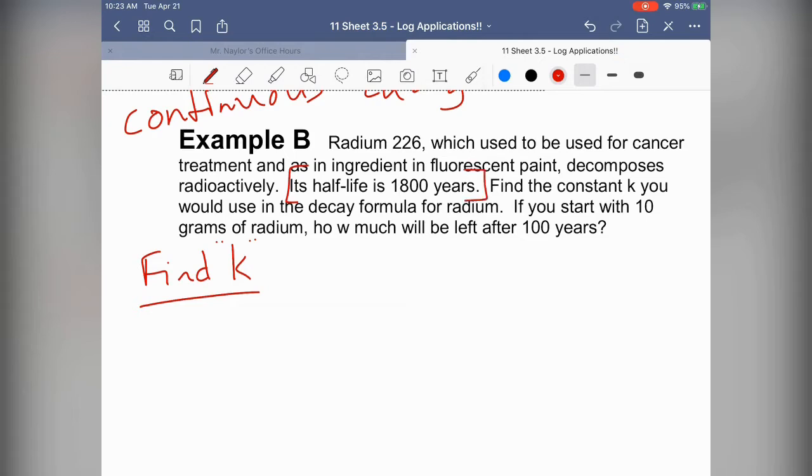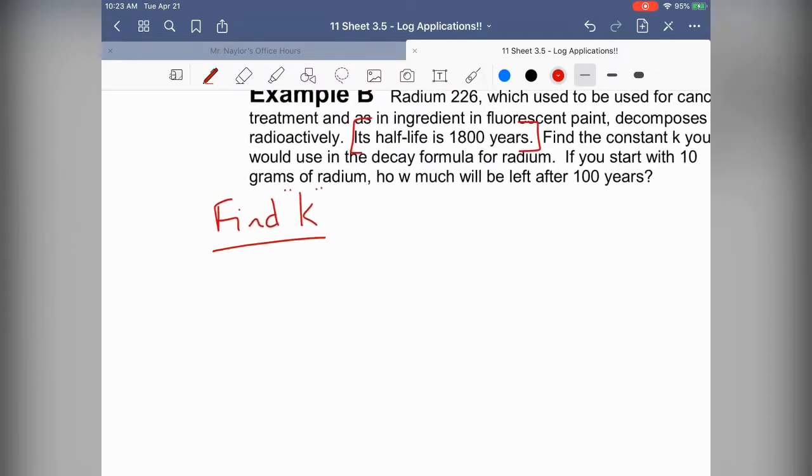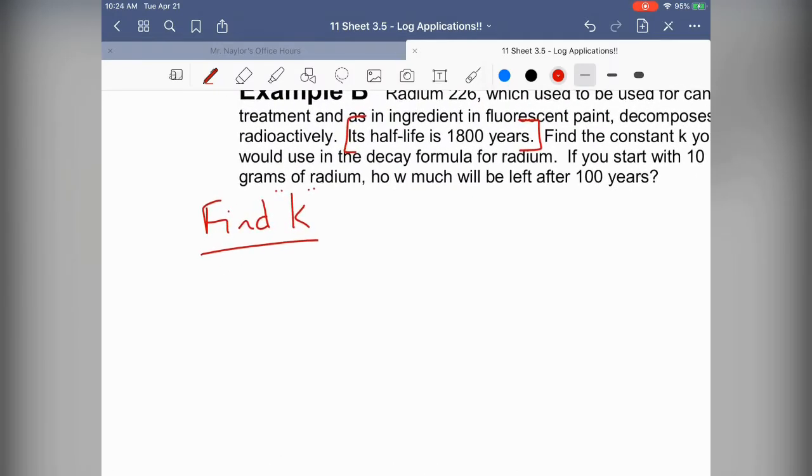And believe it or not, all that information is wrapped up in this small sentence that the half-life is 1,800 years. How exactly? Well, if the half-life is 1,800 years, that means that whatever I start with, I'm always going to end up with half of it after 1,800 years. So 100%, I can plug in 1,800 for my time. Now all I need is an initial value and a final value.